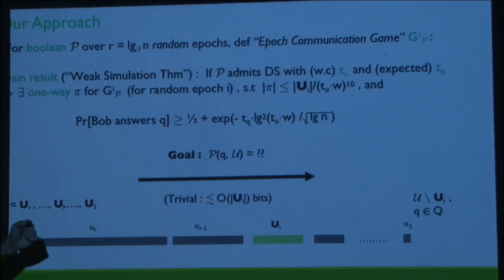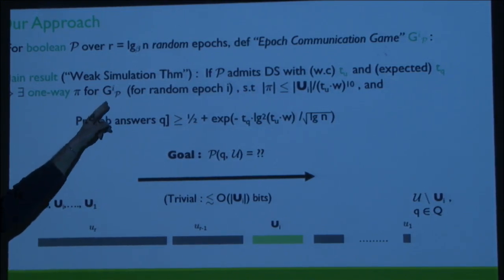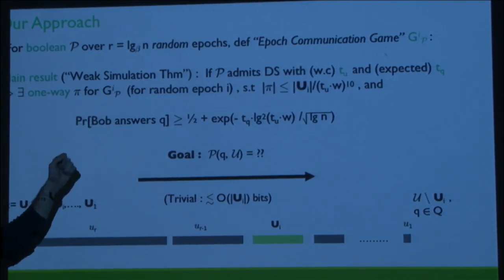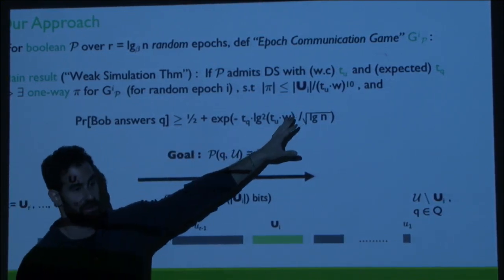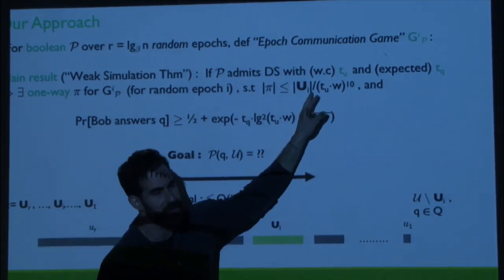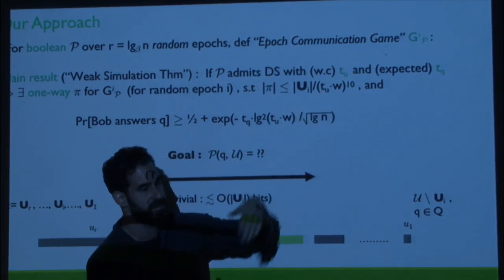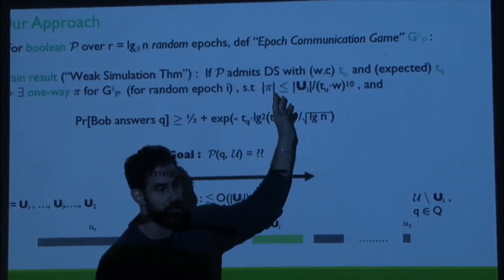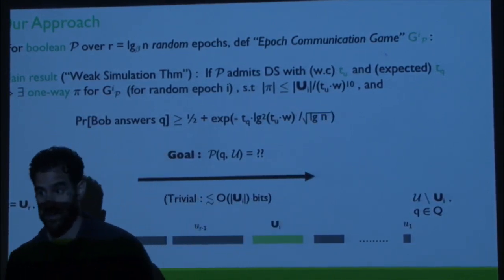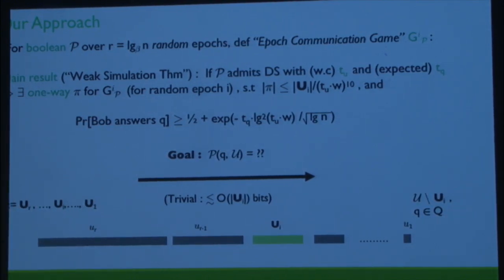then you can use this too good to be true dynamic data structure to design a protocol for this epoch communication game on the ith epoch, which has non-trivial communication. So again, just ignore this. Think of this as polylog, right? W is log n, tu is some polylog. So this is like ui over polylog. So we get a polylogarithmic savings on the communication.